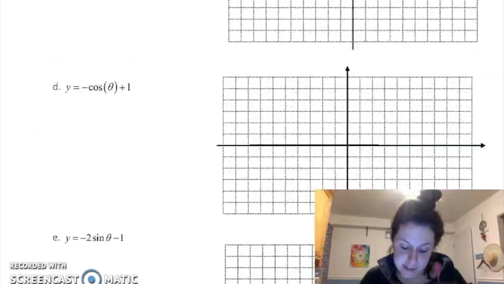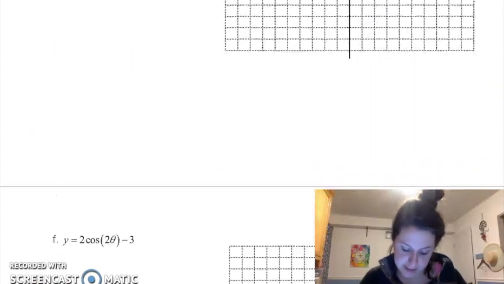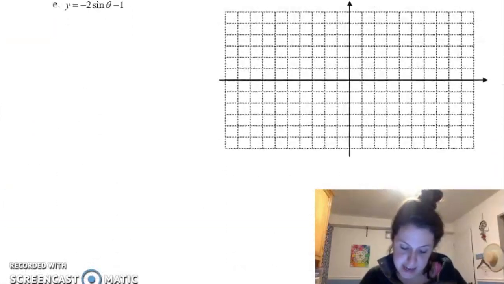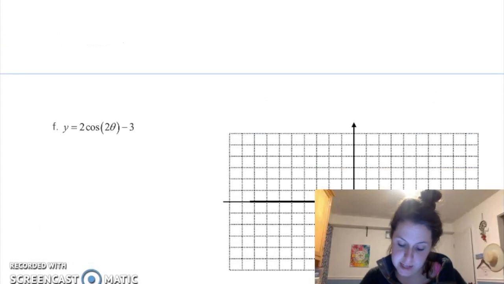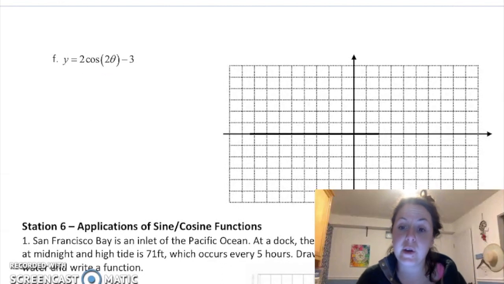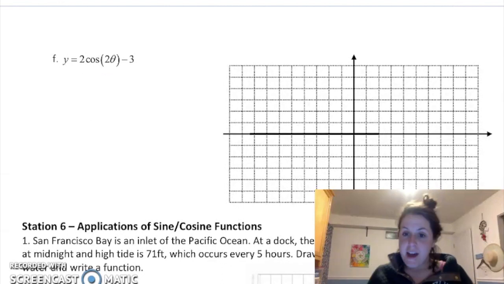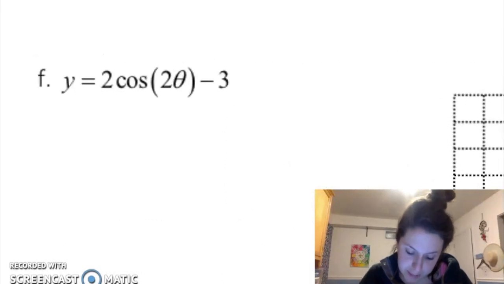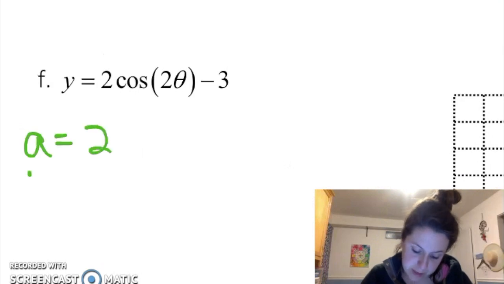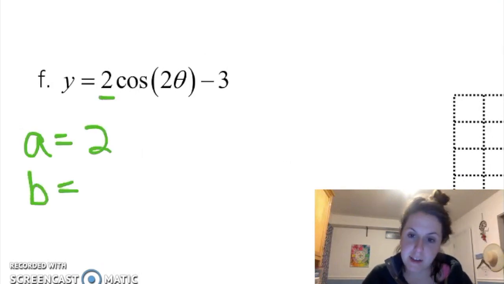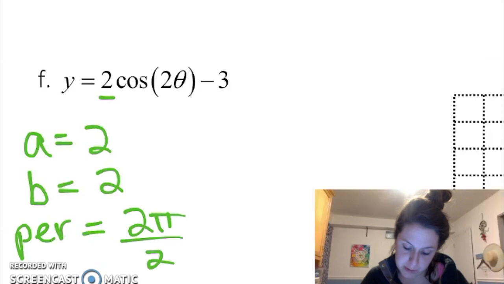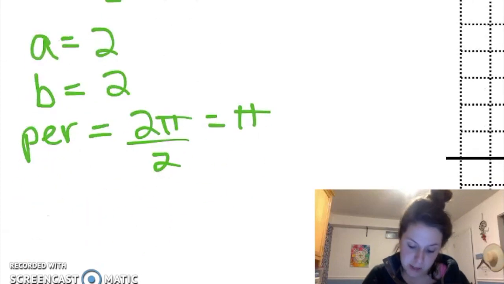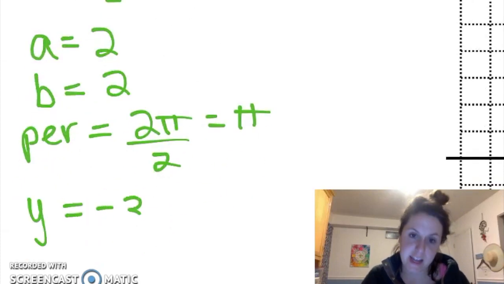Okay, let's do one last one of these. And this is, I would say, the toughest that they're going to get, if you see something like this one. So y equals 2 cos 2 theta minus 3. This has everything all together. So amplitude, 2, right? That A value. Frequency, 2. Period is 2 pi over 2, which is just pi. And midline is y equals -3.